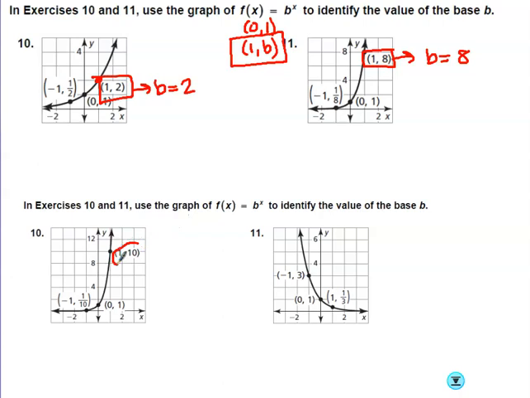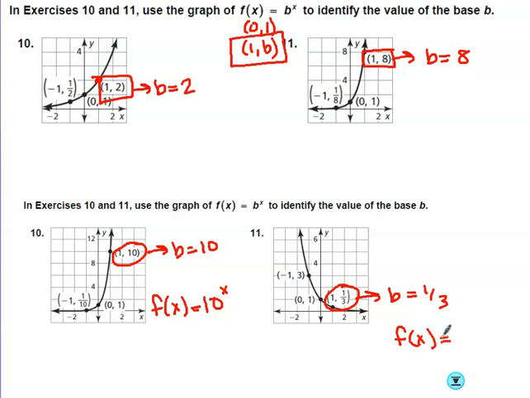In number 10, I see 1, 10, which means my b value is going to be 10. And here I see 1, 1/3, which means my b value is 1/3. We could go ahead and write the equation all the way out. f of x is equal to 10 to the power of x, and f of x equals 1/3 to the power of x. That brings us to the end of our first part of this section.